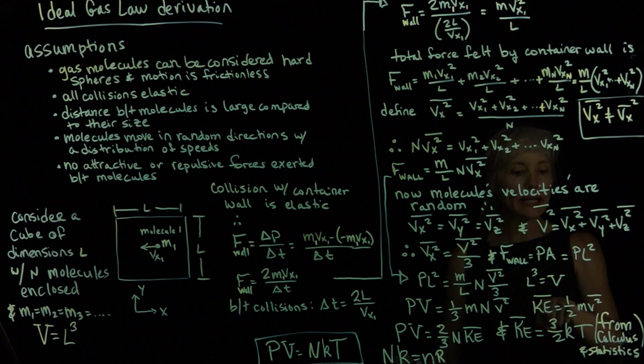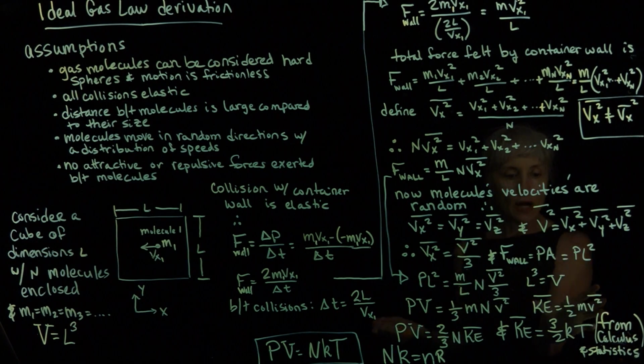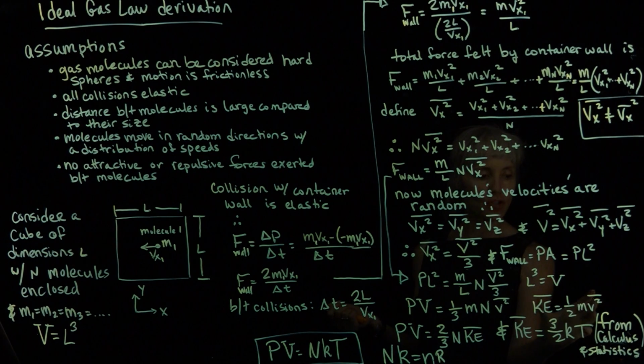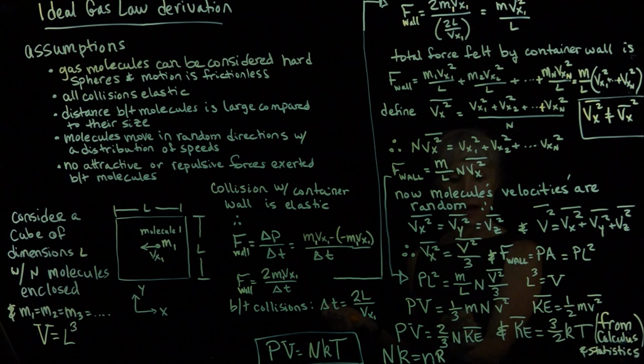Remember that the average kinetic energy can be written as 1/2 m times the velocity squared and averaged. So I'm going to take this expression and I'm going to solve for mv squared averaged, and I'm going to plug in 2 KE for that. So you can see here I've got mv squared averaged. I'm going to substitute in 2 KE average. So this is the pressure times the volume now is 2/3 times the number of molecules times the average kinetic energy.